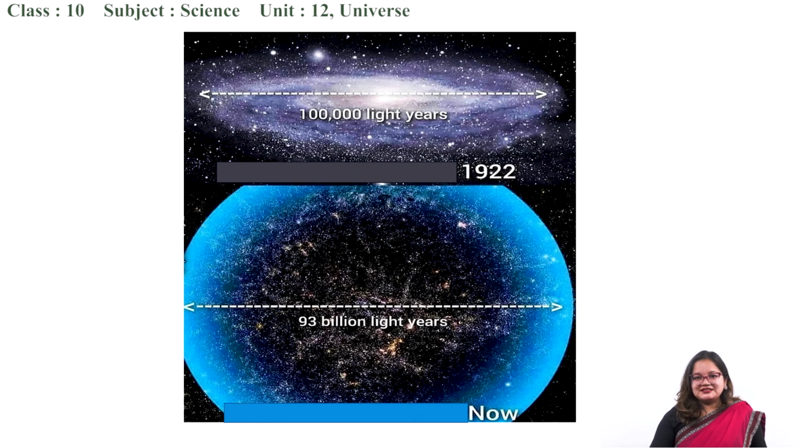You must be thinking that since 1922, the size of our universe was 100,000 light years and now its size is 93 billion light years. If you are thinking that, then you are wrong. This is not about the size of the universe. Rather, this shows about the known universe.